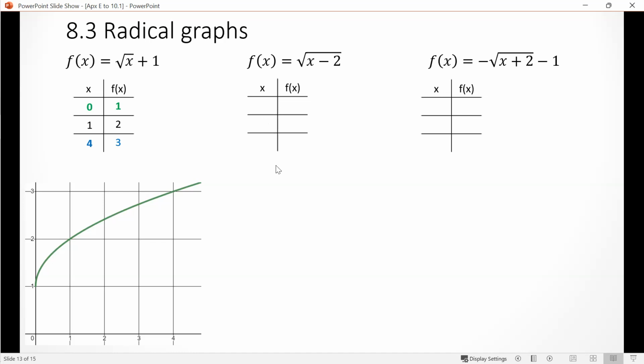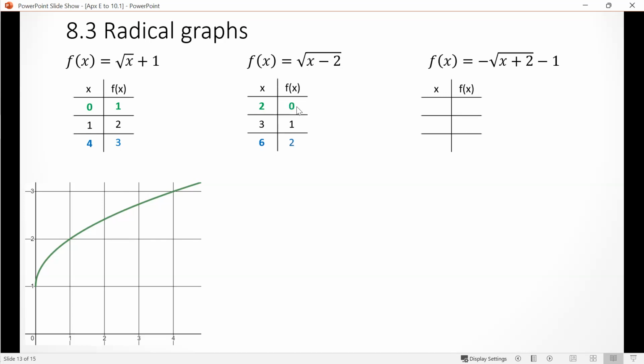Then when we start to think about some other x values we want to plug in, we want to make sure that after we subtract 2 from them, we can take their square root. So I picked 2 and then a 3 because 3 minus 2 is 1. We can take the square root of 1. And then a 6 because 6 minus 2 is 4. I can take the square root of 4.